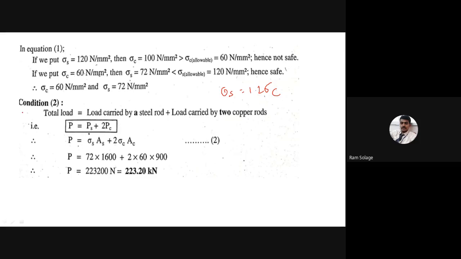Now, in equation 1, if we put sigma S, in the given problem they are giving the values 120 and 60, correct? Now see, the relation is sigma S is equal to 1.2 into sigma C. In this relation we can put sigma S is equal to 120 and find the value of sigma C. What does sigma C come to? It comes to 100, correct? If you put sigma S is equal to 120 Newton per mm square.